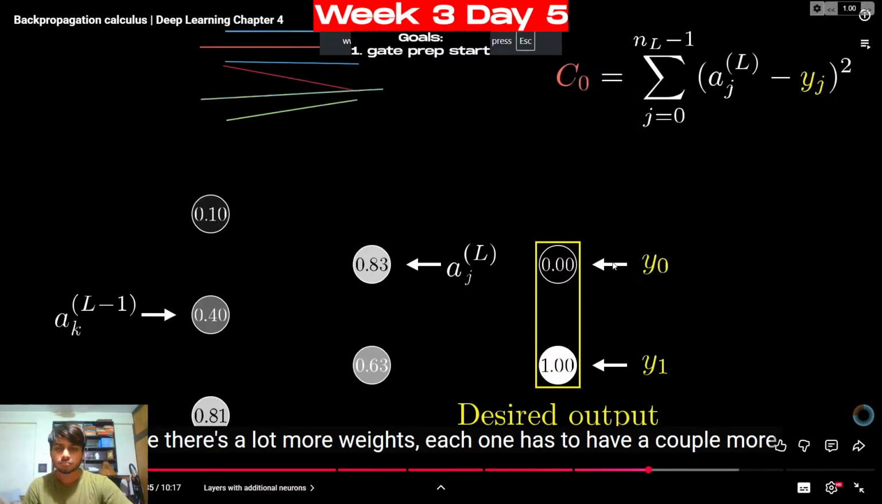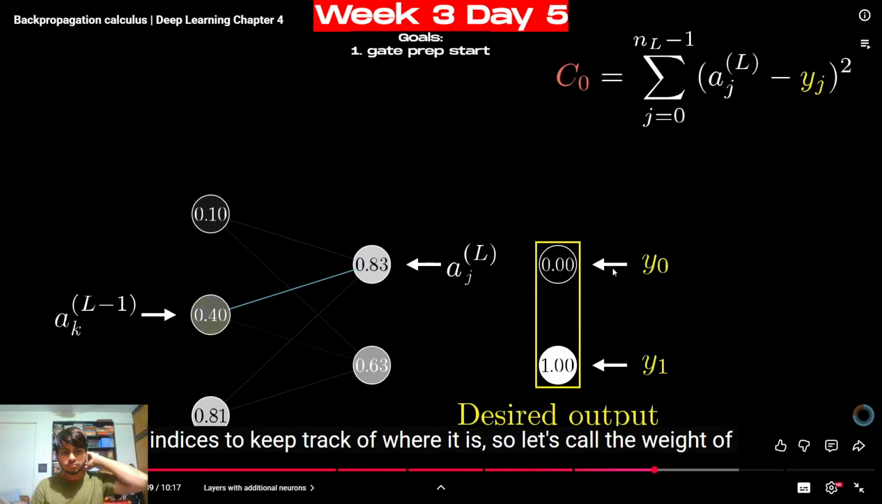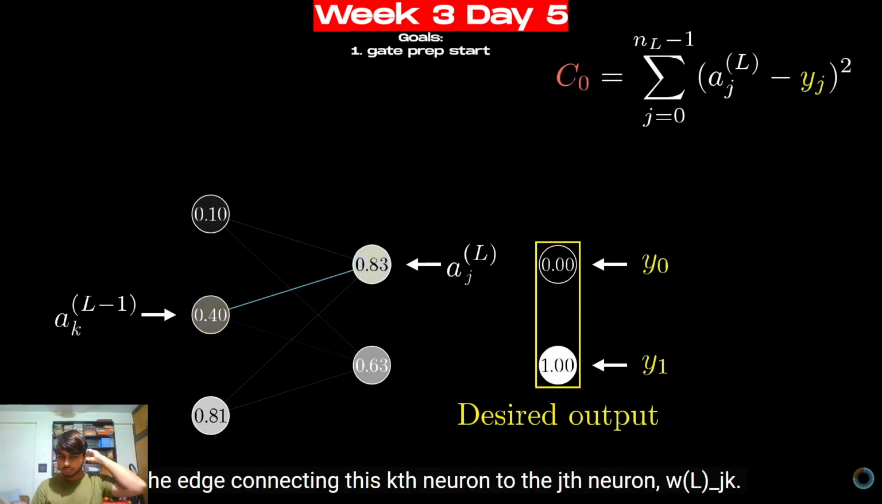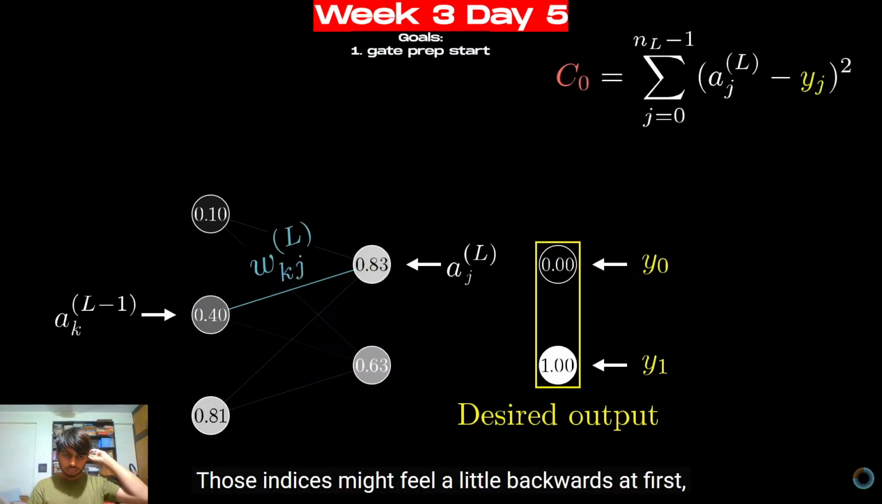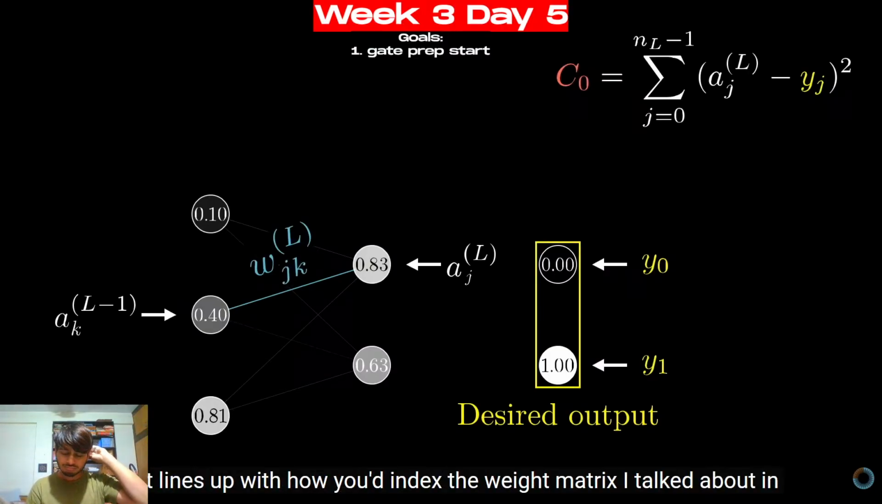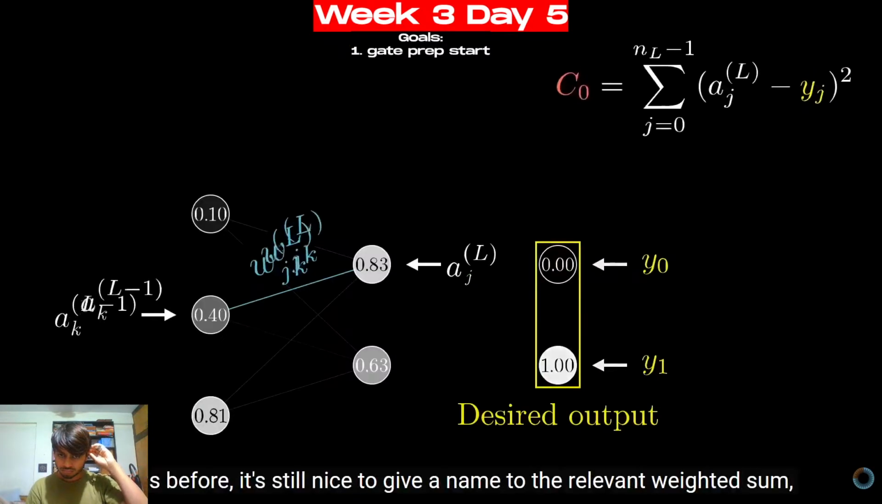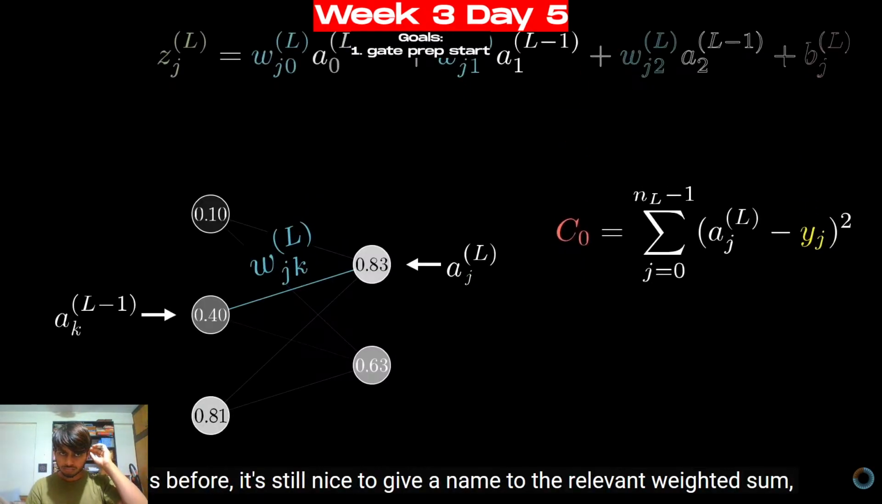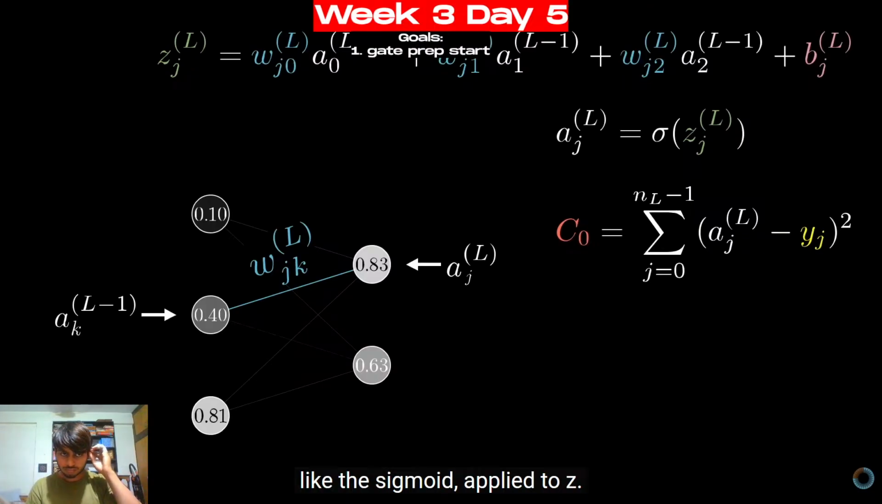weights, each one has to have a couple more indices to keep track of where it is. So let's call the weight of the edge connecting this kth neuron to the jth neuron WLJK. Those indices might feel a little backwards at first, but it lines up with how you'd index the weight matrix that I talked about in the Part 1 video. Just as before, it's still nice to give a name to the relevant weighted sum, like Z, so that the activation of the last layer is just your special function, like the sigmoid, applied to Z.